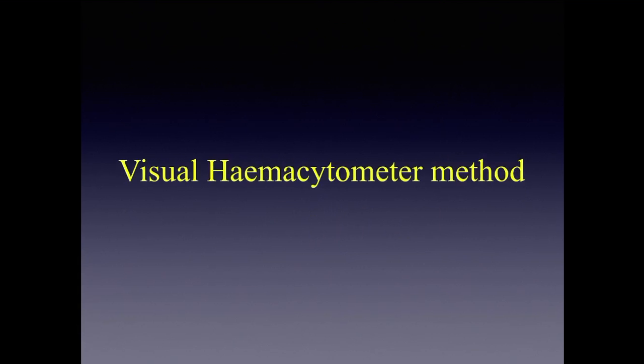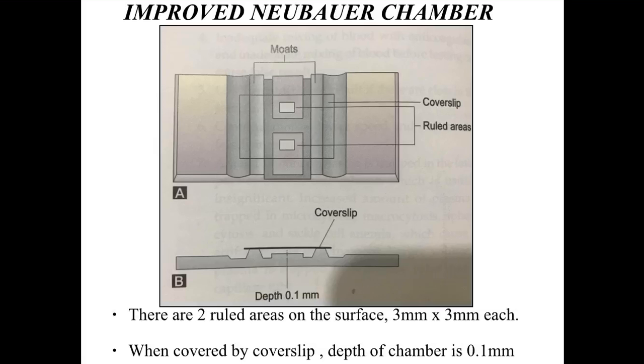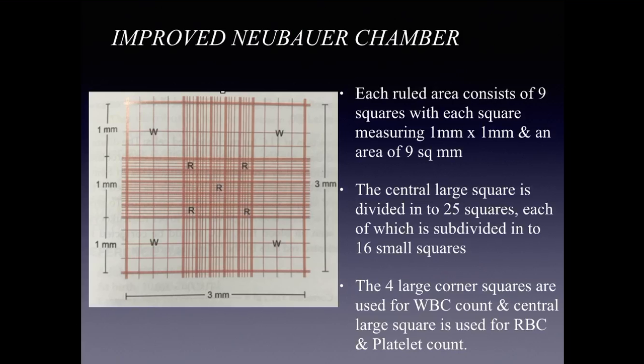This is performed by using an improved Neubauer chamber and WBC pipette. Here is the Neubauer chamber. You can see two ruled areas on the surface, each about 3 mm by 3 mm. When it is covered by the cover slip, the depth of the chamber is 0.1 mm. So we are going to use this ruled area for counting the WBCs. As you can see, there are 9 squares with each square measuring 1 mm by 1 mm, with an area of 9 square millimeters.